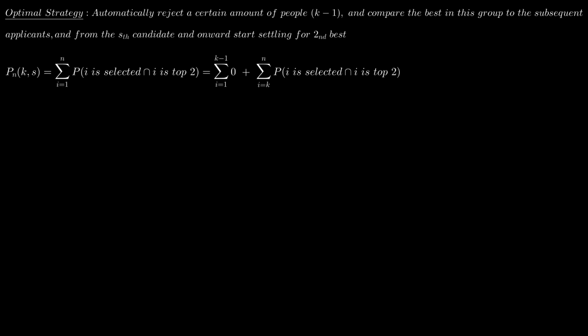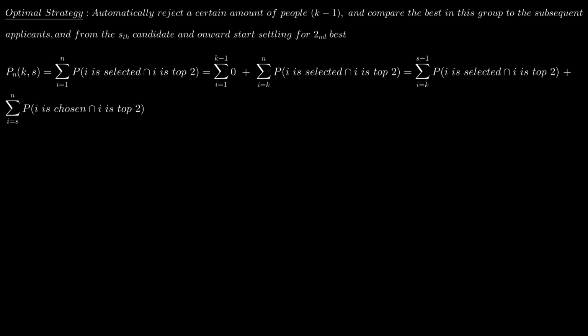Here's where the fireworks are unleashed, my friends. Oh yes. So this sum right here, we're going to have to break it down further and introduce s into the equation. And we have Pn of k and s equals the sum from k to s minus 1 of the probability that i is selected and i is top 2, plus the sum from s to n of the probability that i is selected and i is top 2. Make sense so far? So the first sum, we're going to have to break that one down further as well, and you'll see why in a minute.